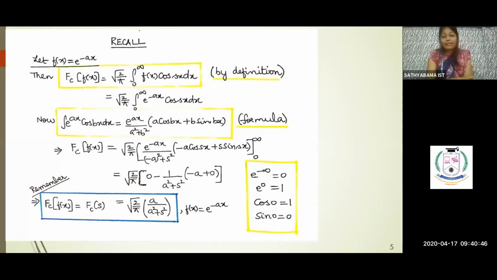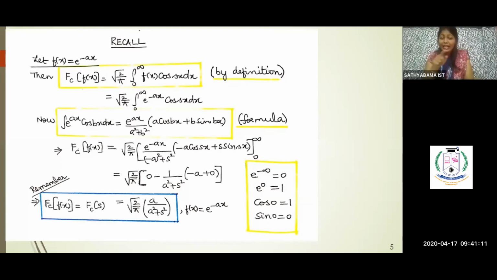Let's first find the Fourier cosine transform. We all know what it is by definition. What is Fc of f of x by definition? It is root of 2 by pi integral 0 to infinity f of x into cos sx dx. Now, what is f of x for us? It is e power minus ax. So let's substitute that here. So it's root of 2 by pi integral 0 to infinity e power minus ax cos sx dx.